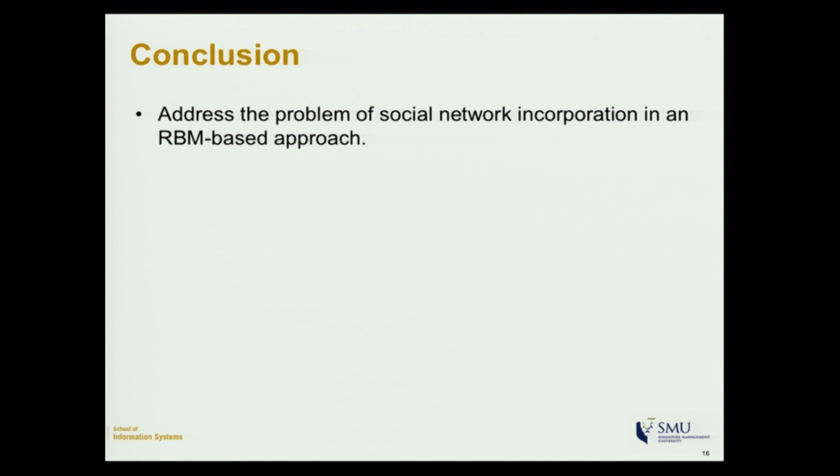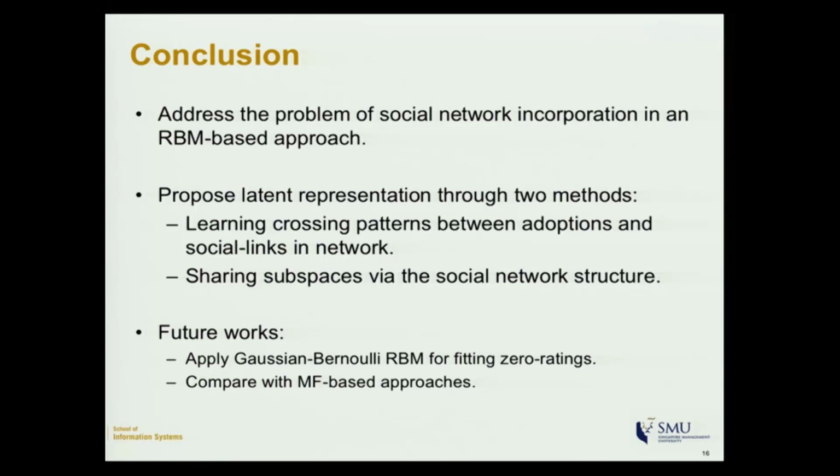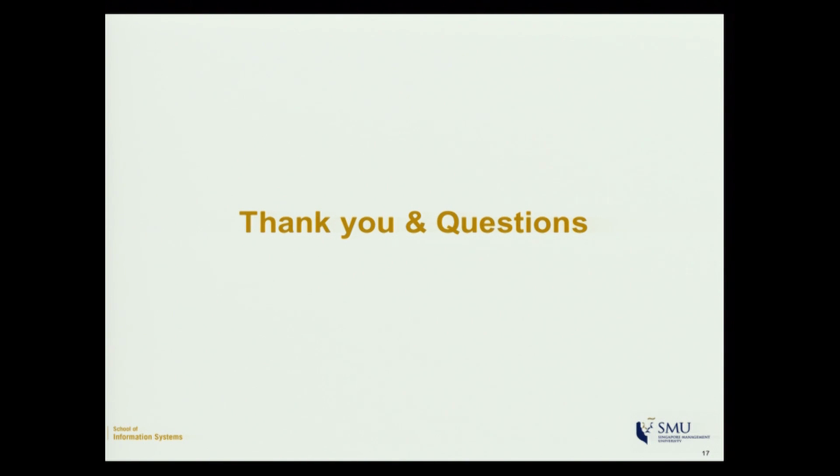About the conclusions, we address the problem of how to integrate the social network into another framework like the RBM. It is significantly different from the ML-based approach, and we propose two kinds of models. First, we learn the crossing pattern, and second, we use the diff to make the share in the subspace. In future work, we will try to apply Gaussians to fit the patterns in the zero ratings, and we will explore comparing with some standard methods based on matrix factorizations. So thank you, and any questions?